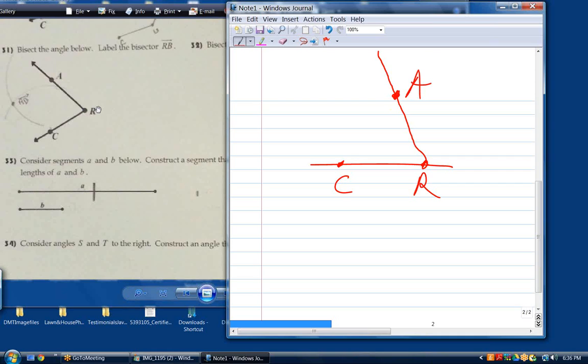Now for bisecting this. Put the needle point of your compass on C, and make sure that the compass distance is more than halfway between C and A, and create an arc. It'll look like that. Put the compass needle on A without changing the distance of your compass, and make another arc like that. Now, if you draw a straight line between that intersection point and the vertex of the angle, you have bisected the angle.